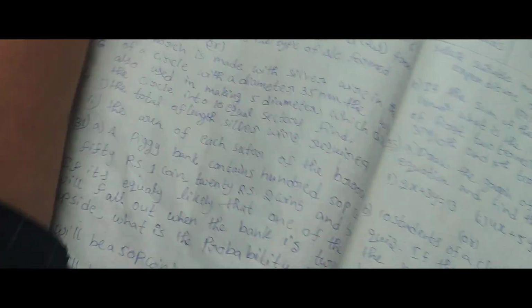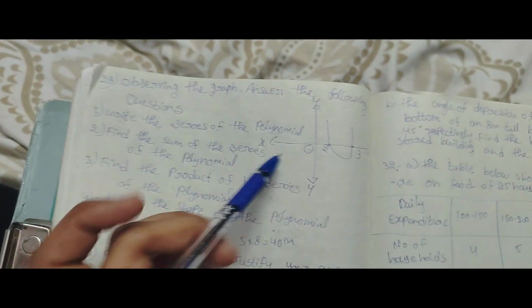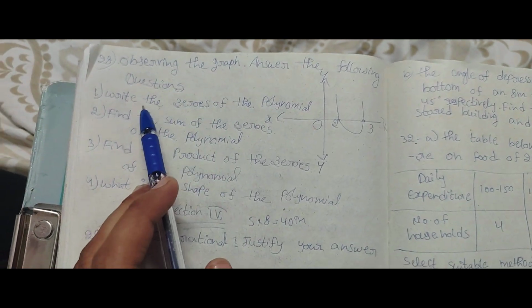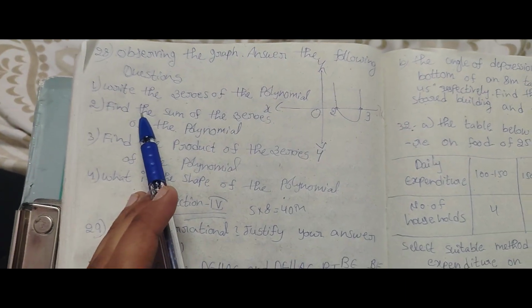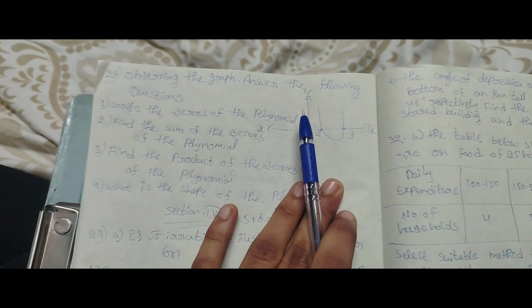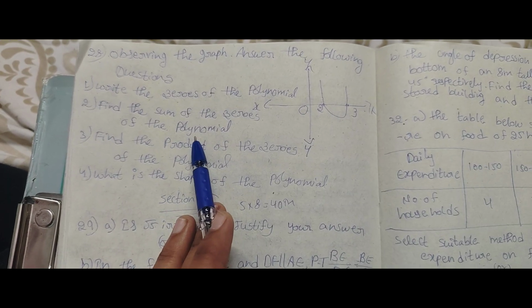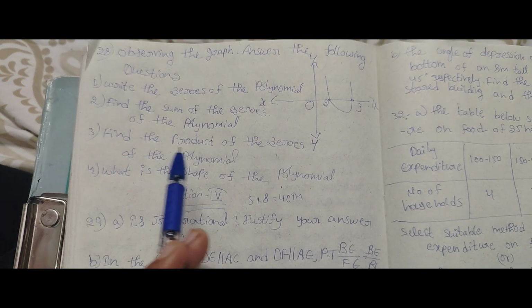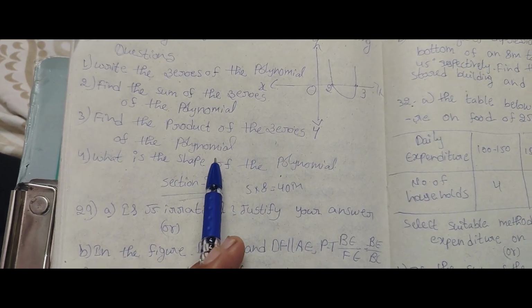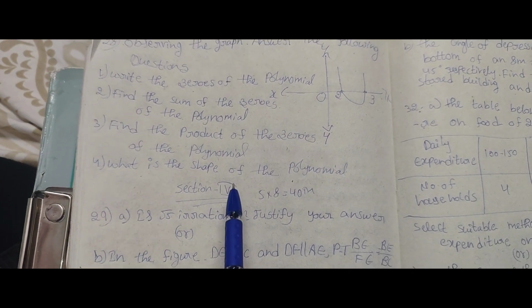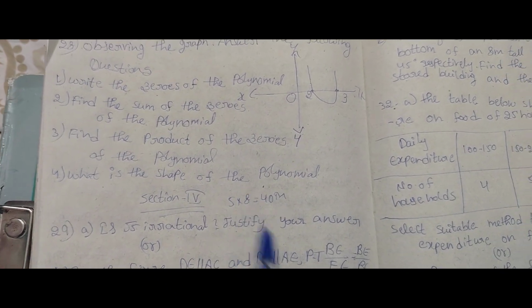Next, 28th question. Observing the graph, answer the following questions. First question, write the zeros of the polynomial. Second, find the sum of the zeros of the polynomial. Third question, find the product of the zeros of the polynomial. Fourth question, what is the shape of the polynomial?